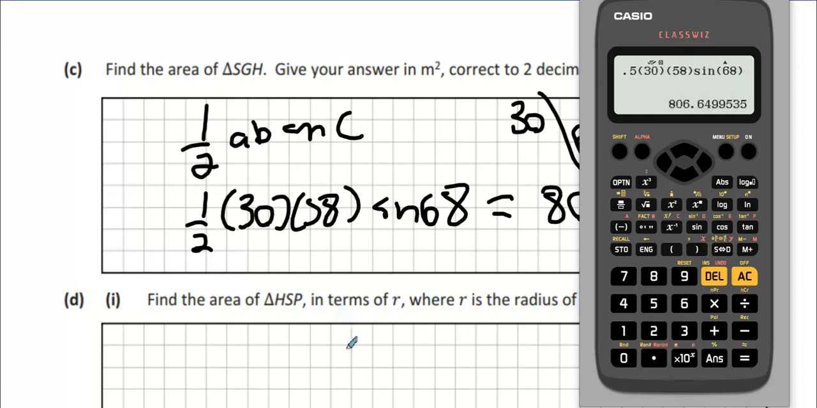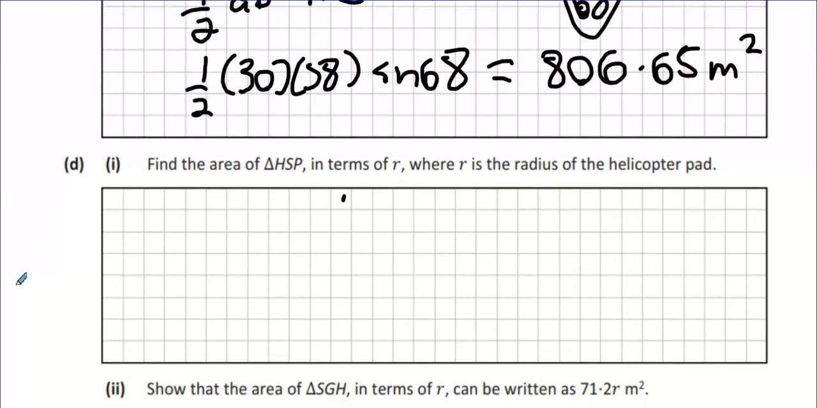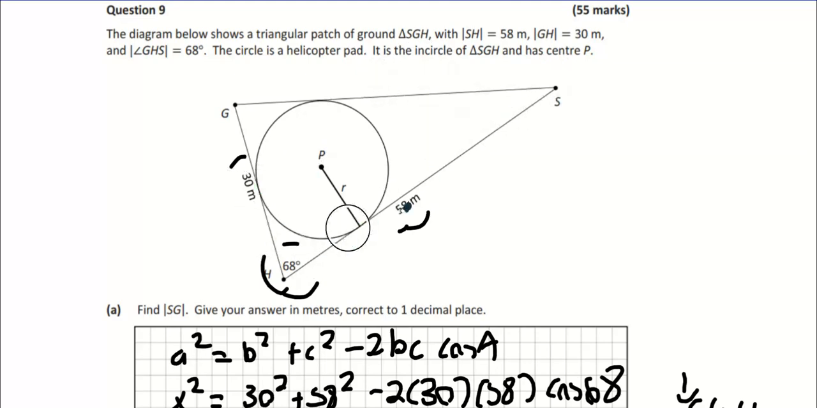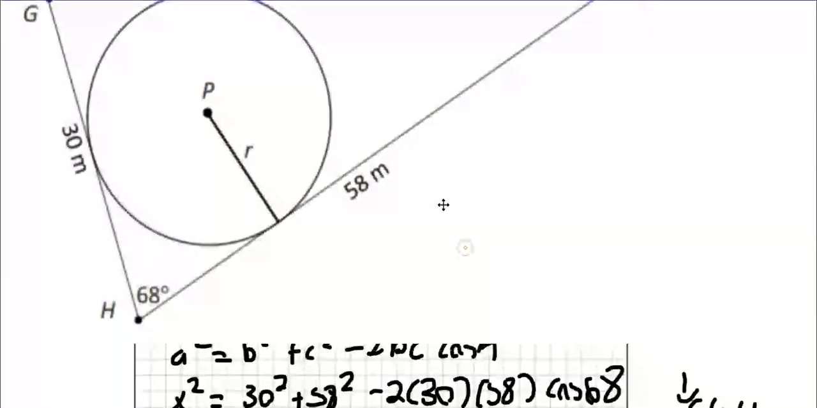Now, D part 1. Find the area of HSP in terms of r, where r is the radius of the helicopter path. HSP. Now I'm going to need the diagram back over here, so I'm just going to get rid of all these for a minute. I'm going to take a picture of this, and make it smaller, obviously.